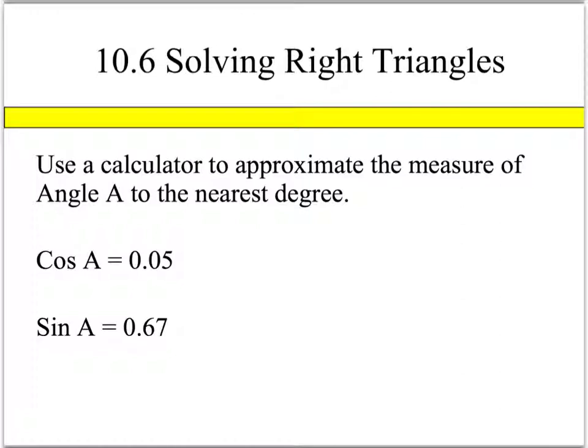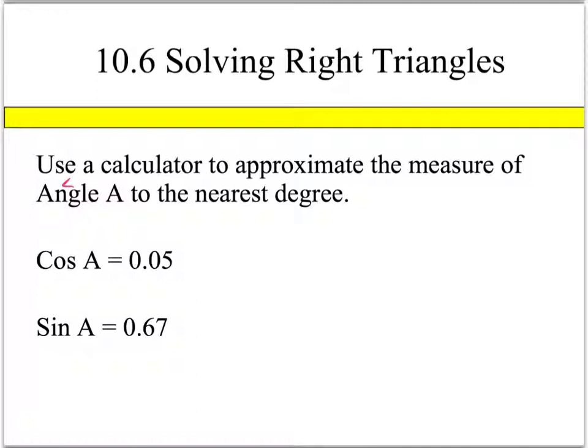Alright, so the same idea goes for cosine and sine. At the top, use a calculator to approximate the measure of angle A. Again, you can use that wonderful inverse cosine or inverse sine, to the nearest degree. I want you guys to give this one a shot. Again, you're going to be using the inverse of each one, so second cosine, second sine. See what you come up with.